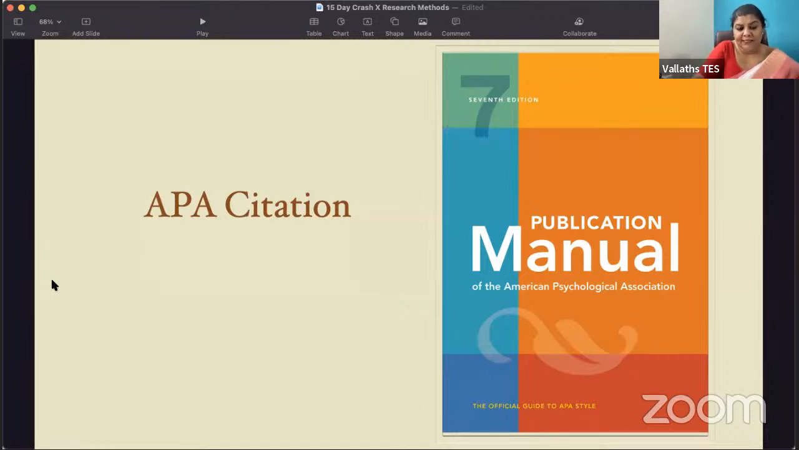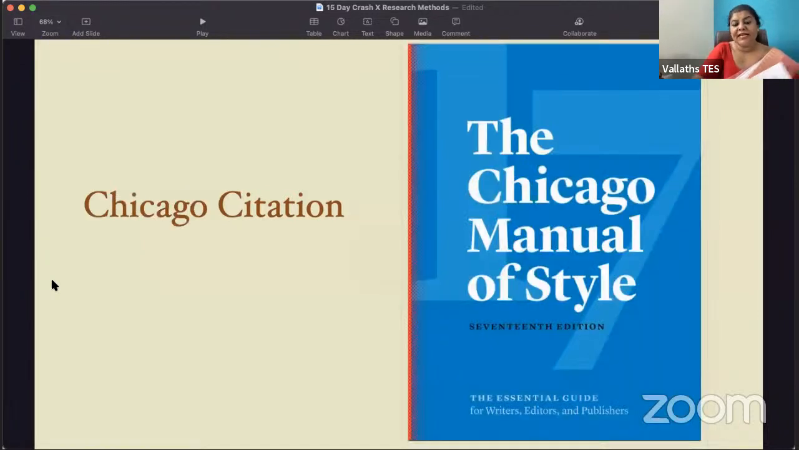Next important thing you should look up is Chicago citation. Chicago is also called Turabian style, T-U-R-A-B-I-A-N, and the Chicago Manual of Style. Like MLA, Chicago style also has methods of citation. I will teach you all that. There are so many things that each of these citations follow.